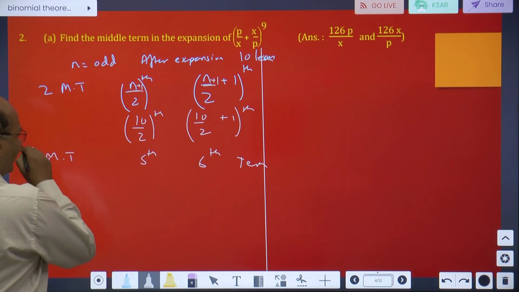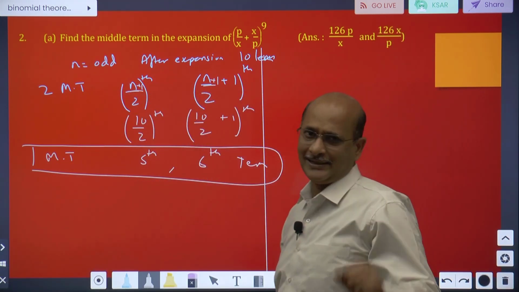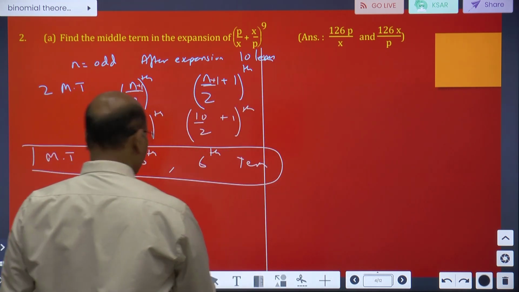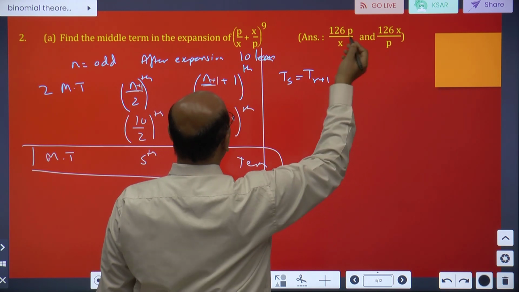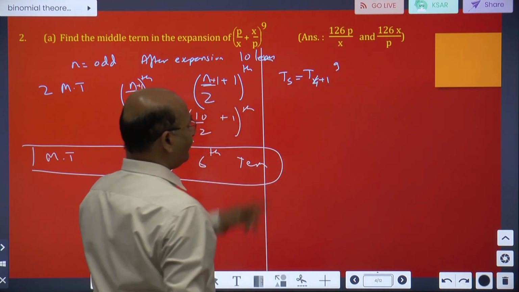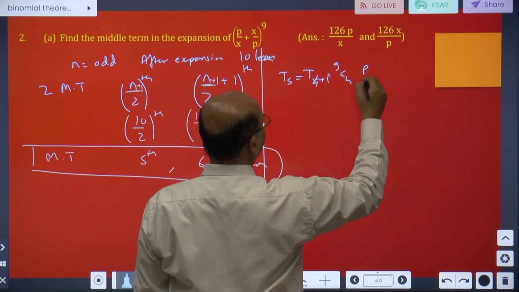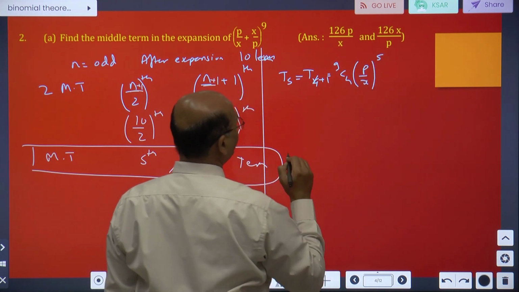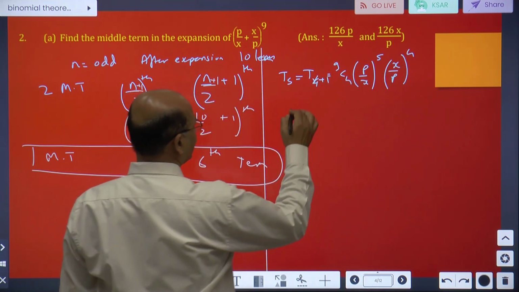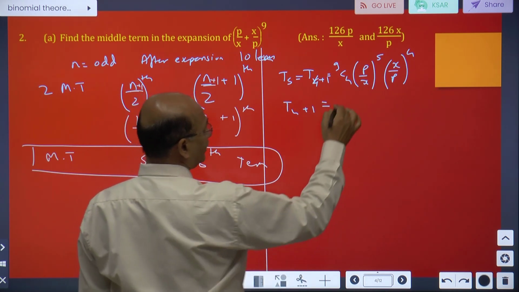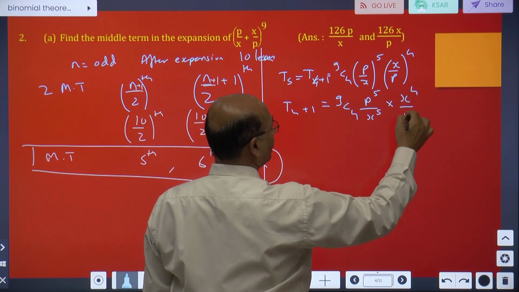So once I understand the position of the middle terms, it is very easy to use the general term formula and find the answer. Let us see the 5th term. T5 will be T of r plus 1, nCr, that is 4 plus 1. 5 I can write as 4 plus 1, which is equal to 9C4, because r is 4, first term raised to the difference 9 minus 4, that is 5, and the second term x upon p raised to 4. So the 5th term is 9C4 p raised to 5 upon x raised to 5 into x raised to 4 upon p raised to 4.